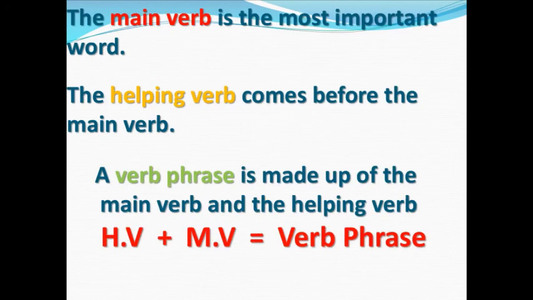So as I said before, the main verb is the most important verb or action in a sentence. The helping verb comes before the main verb. When we have them together in a sentence, they are called verb phrases. The main verb and the helping verb together is called a verb phrase.